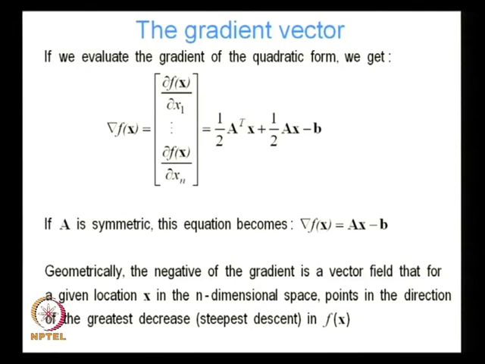It is a vector field that for a given location x in n-dimensional space points in the direction of the greatest decrease, that means the steepest descent, right. It is like going down a hill, right. The gradient, if you are going down a hill, is pointing in the direction in which if you go, you lose the maximum altitude, you lose the maximum height, right. So, the gradient is the direction of steepest descent.